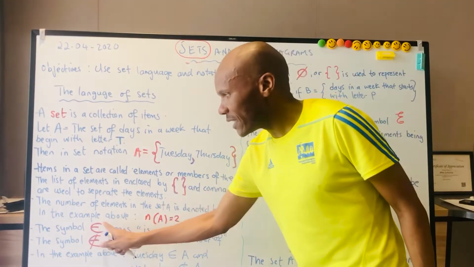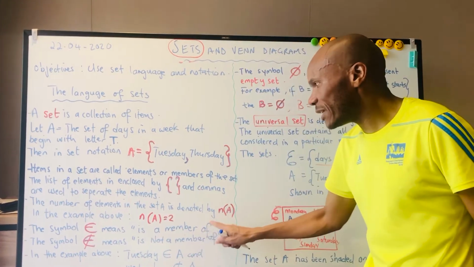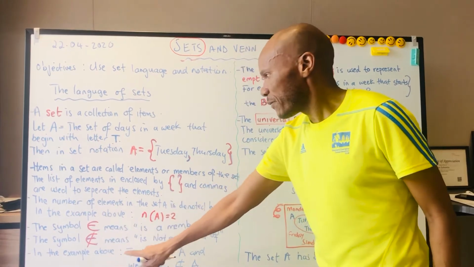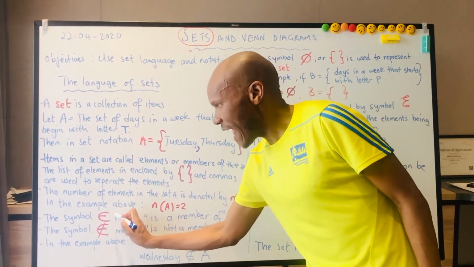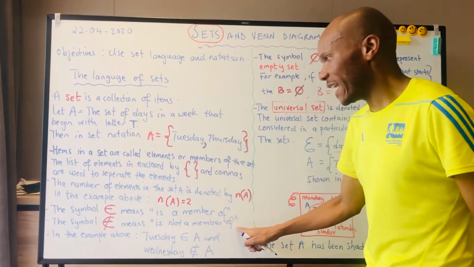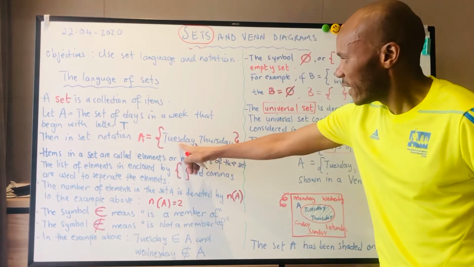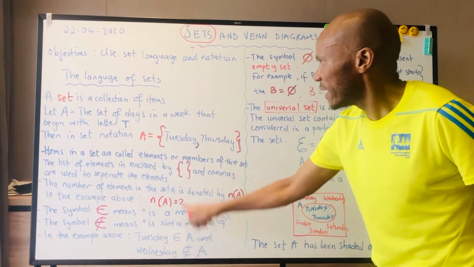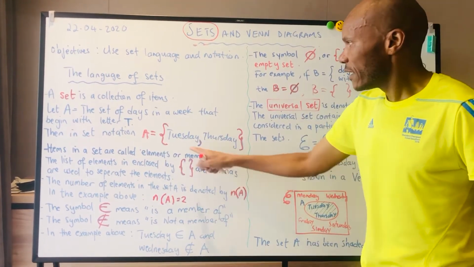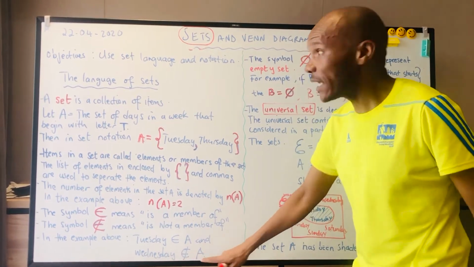And now the other one is this symbol ∈. This symbol means it's an element of. And if it's ∈ with a line through it, it means it's not an element of. So I can therefore say Tuesday is an element of A. What about Wednesday? Wednesday is not an element of A.